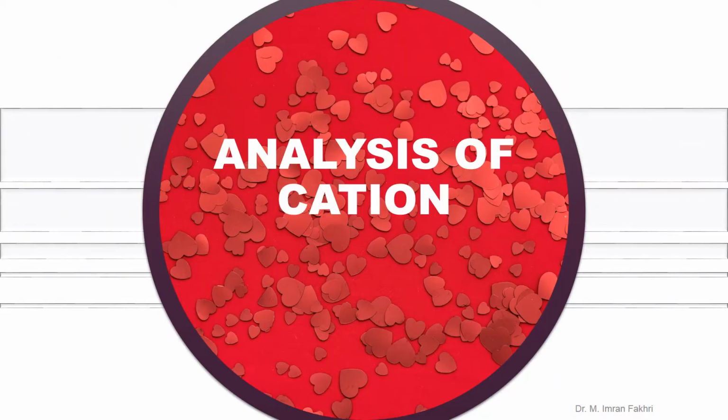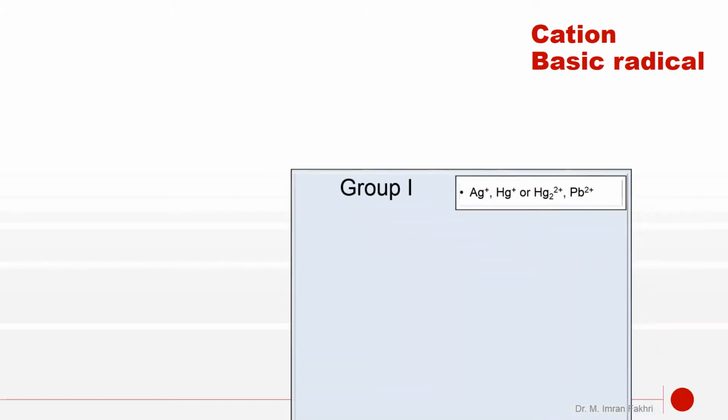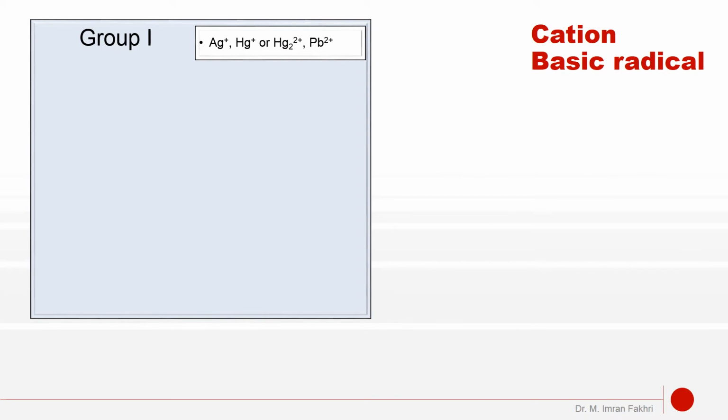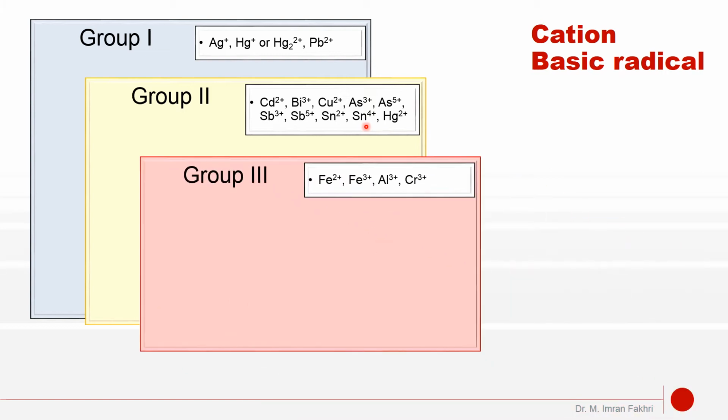Analysis of cations or basic radicals. Cations and basic radicals are classified into 6 groups. Group number 1 consists of silver ion, mercuric ion, and lead 2 positive ion. Group 2 consists of the cadmium, bismuth, copper, arsenic, and tin positive ions. Group 3 cations are iron 2 positive, iron 3 positive, aluminum, and chromium.